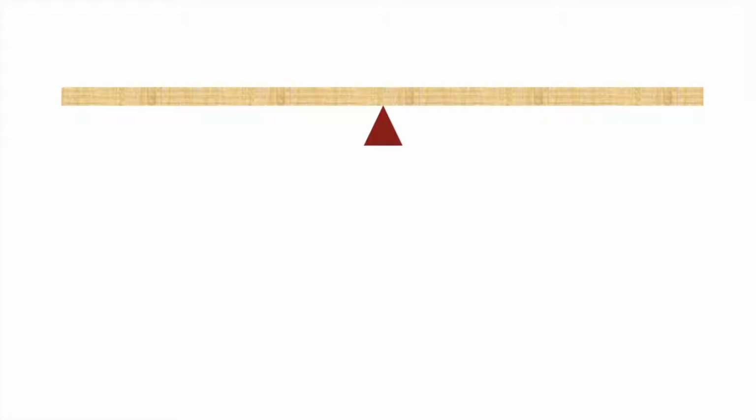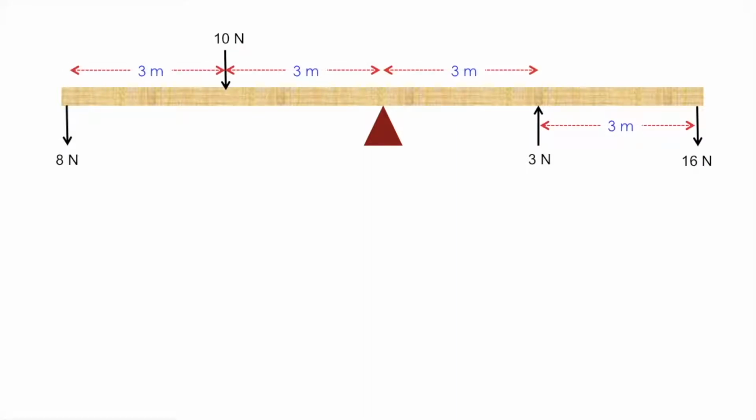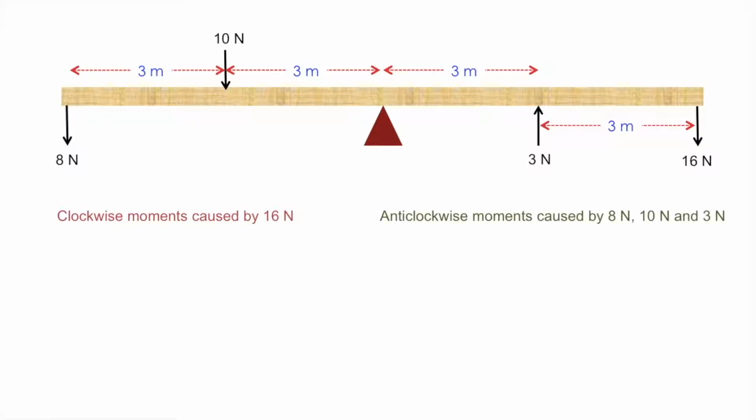Here's a plank. It is pivoted near about the center, and here are the forces acting on the plank. These forces are at different distances from the plank. The clockwise moment is caused by 16 Newton, whereas the anti-clockwise moment is caused by 8 Newton, 10 Newton and 3 Newton. So let's first calculate the clockwise moment.